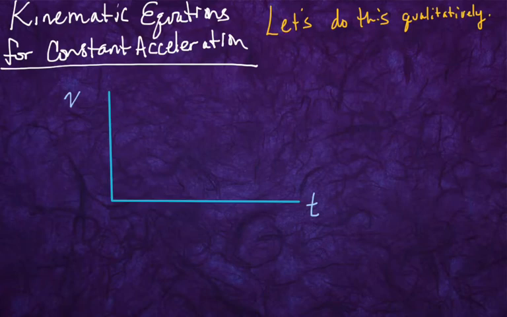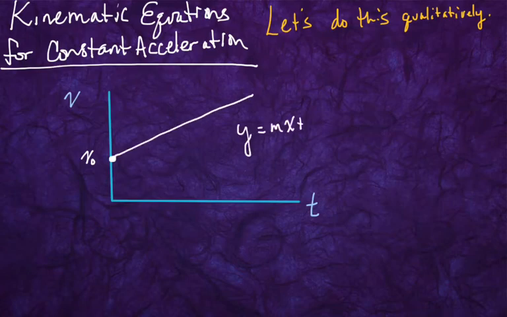Okay, so we're going to do this qualitatively. We have an initial velocity, we will call it v naught, and we increase over a certain length of time. We know that our line is given to us by y equals mx plus b, that's our analytic geometry version of the line, but we don't use y equals mx plus b in here.